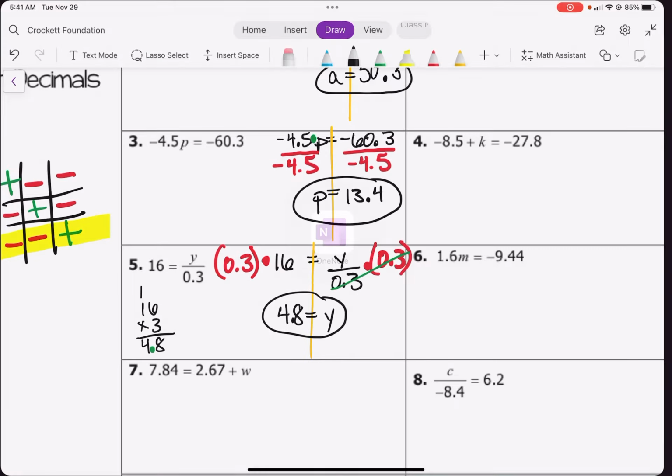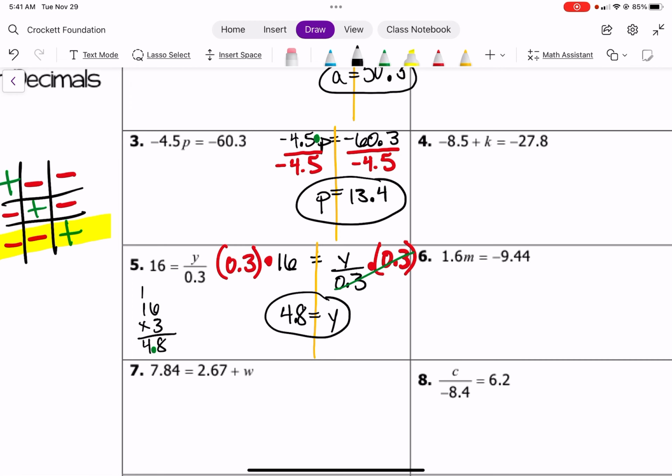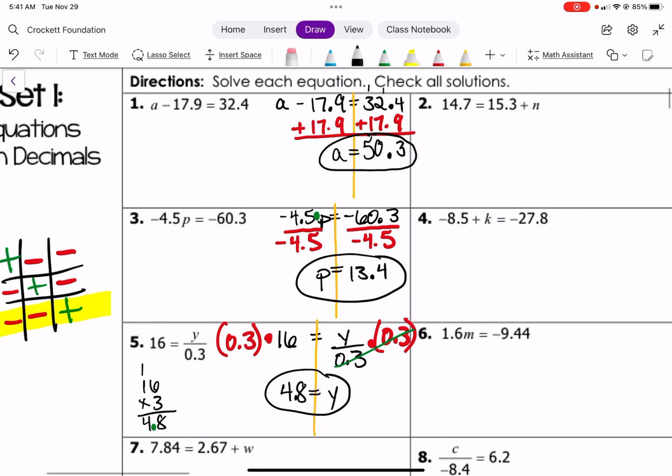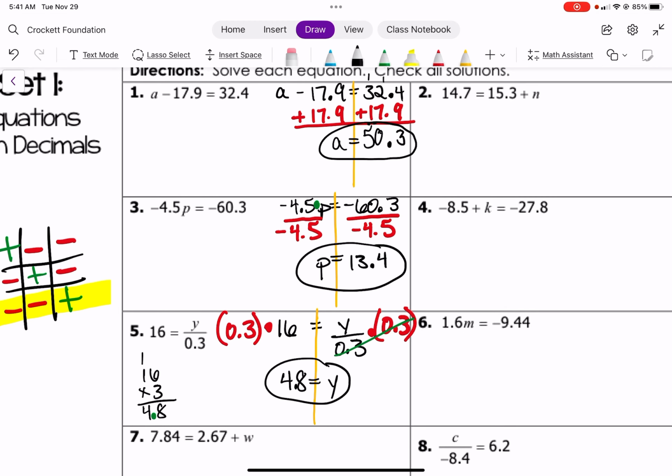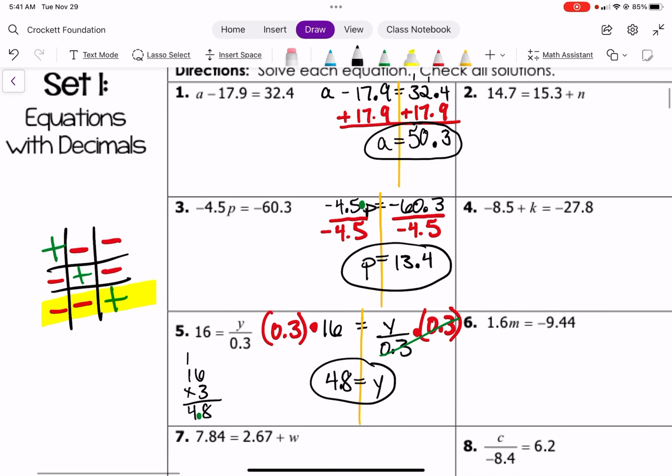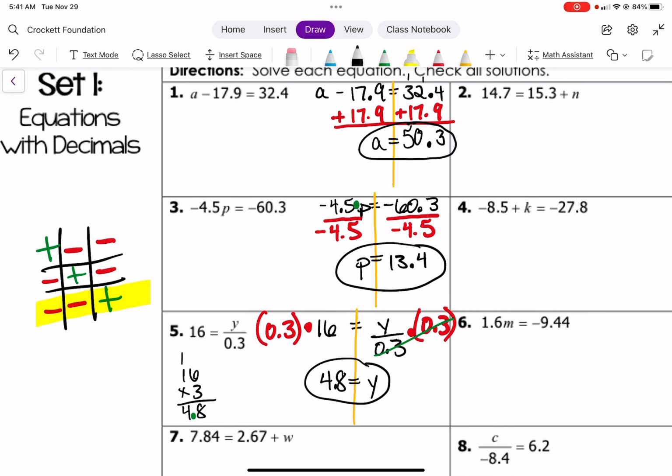Okay? All right. And that's pretty much it, folks. Just want to cover solving one-step equations that involve decimal numbers.